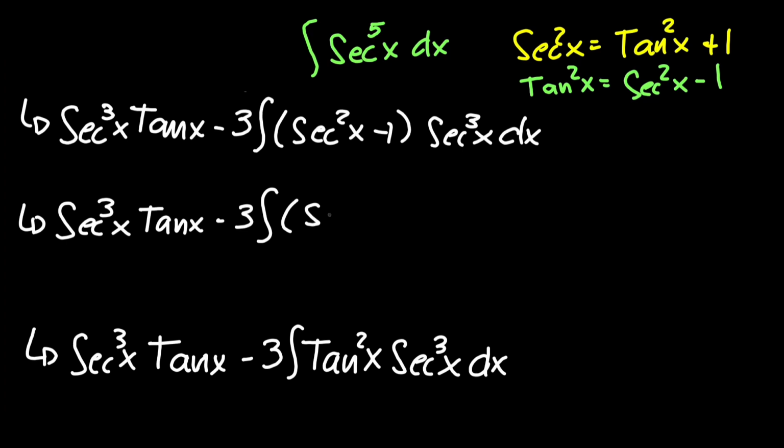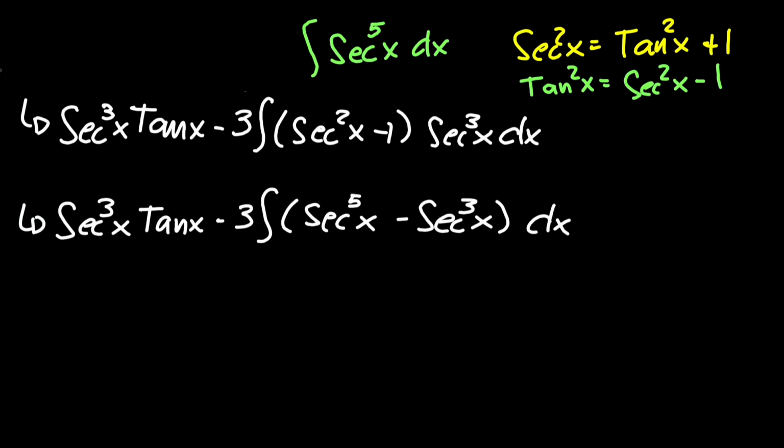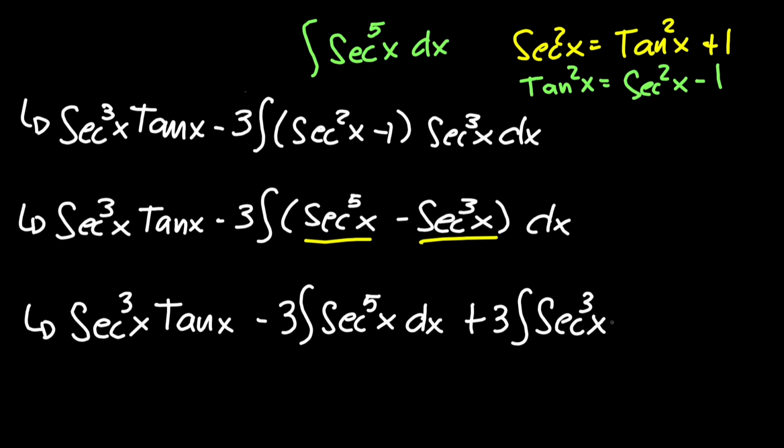So this would be secant to the power of 5, because 2 plus 3 is 5, minus sec³ of x dx. Split the integral into two parts. Minus 3 the integral of secant to the power 5x dx, and negative 3 multiplied by a negative would be equal to positive 3 integral of secant³ of x dx.